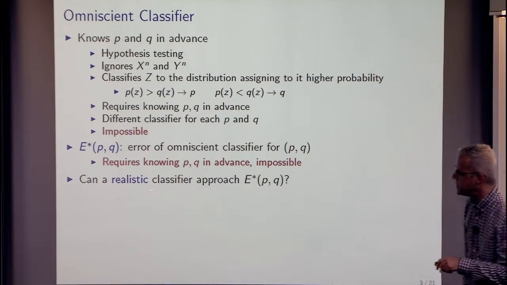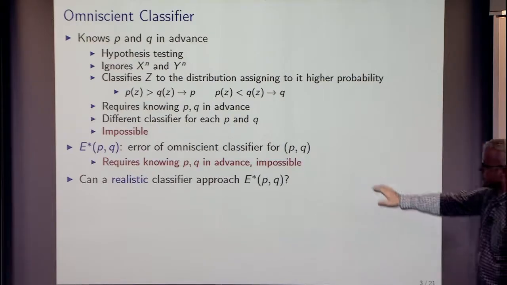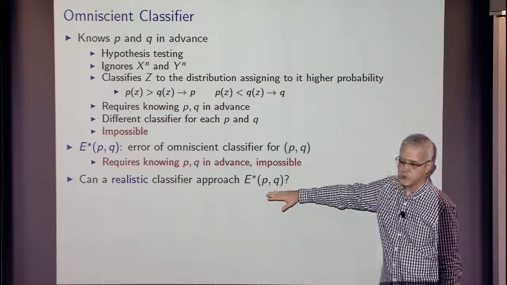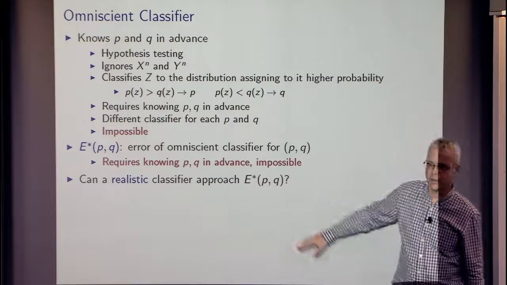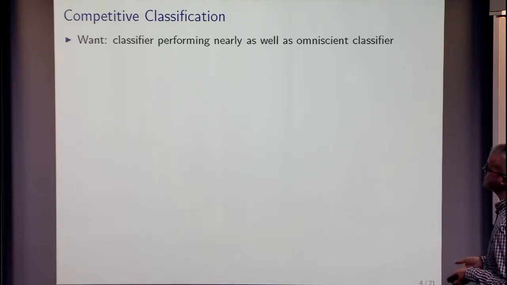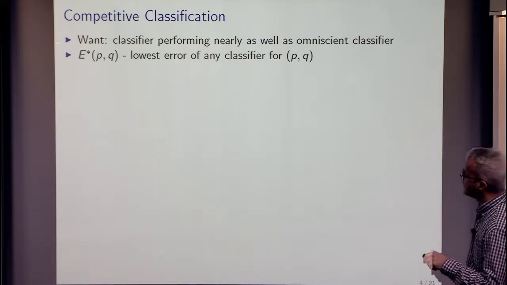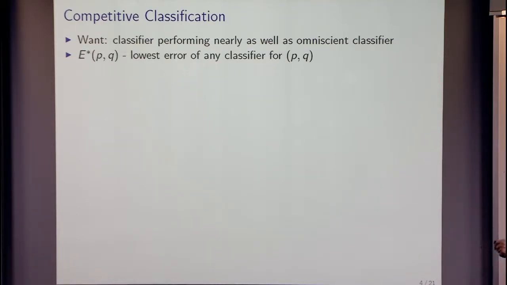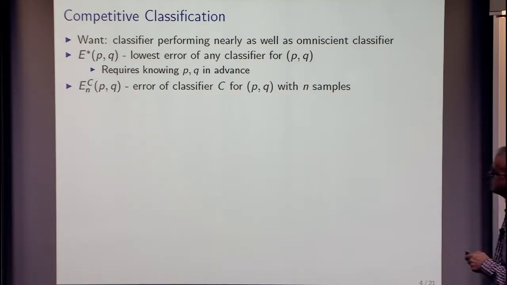So the question, of course, is whether a realistic classifier, one that does not know P and Q in advance, can approach this E star. That leads us to the definition of competitive classification. What we want is a classifier that performs nearly as well as the omniscient classifier. And remember, E star of P and Q is the lowest error of any classifier for P and Q. It's our definition. It requires knowing P and Q in advance, therefore impossible.